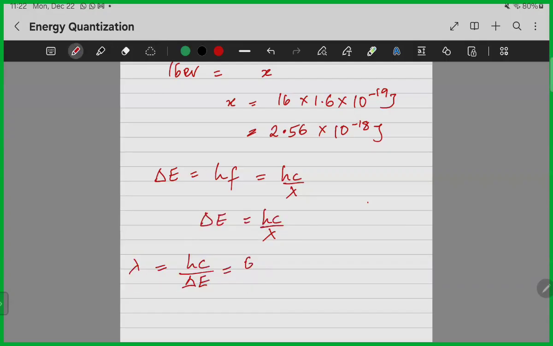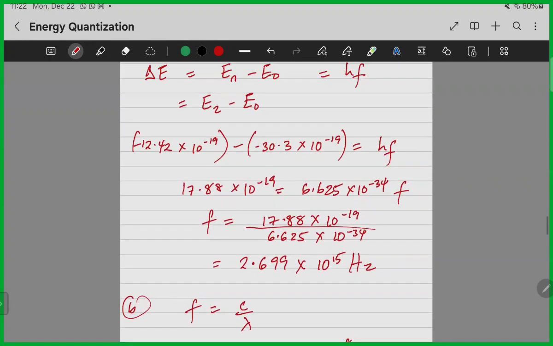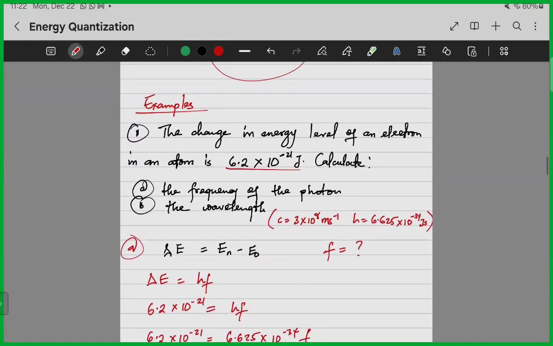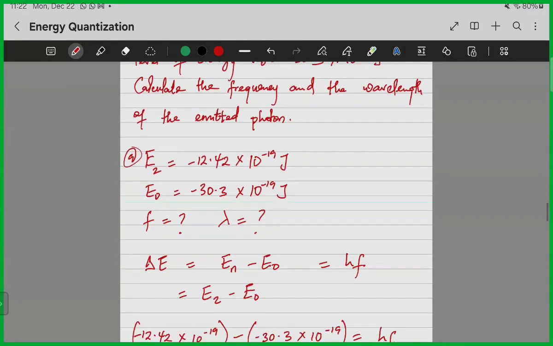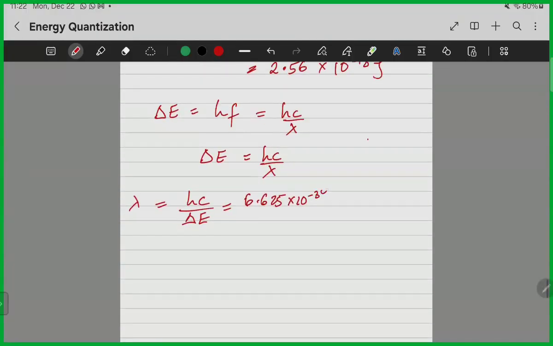So then that would be 6.625, sorry, 6.625 times 10 raised to minus 34. Let me check the value for h. Hold on. Yeah, it's minus 34. So 6.625 times 10 raised to minus 34 times 3 times 10 raised to 8, divided by the change in energy now.